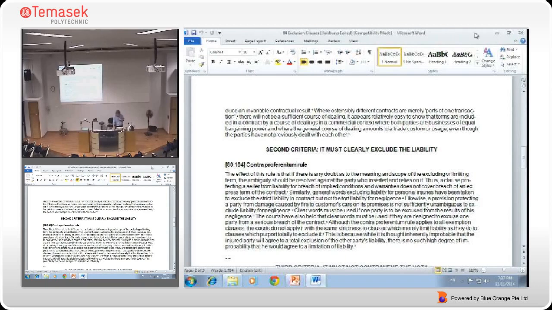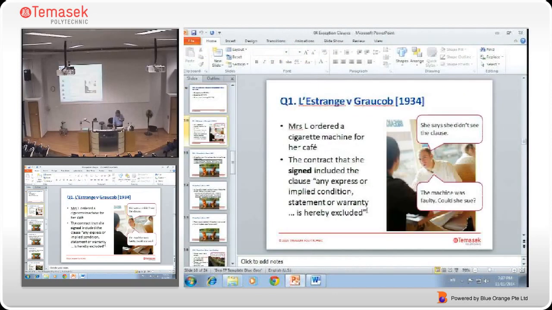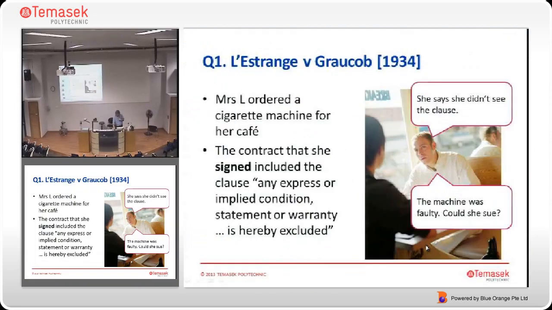Before we go to the second criteria, we need to look at this case. Lestrange and Graucob, 1934. Mrs. L ordered a cigarette machine for her cafe. The contract that she signed included the clause: any express or implied condition, statement or warranty is hereby excluded. Everything excluded.